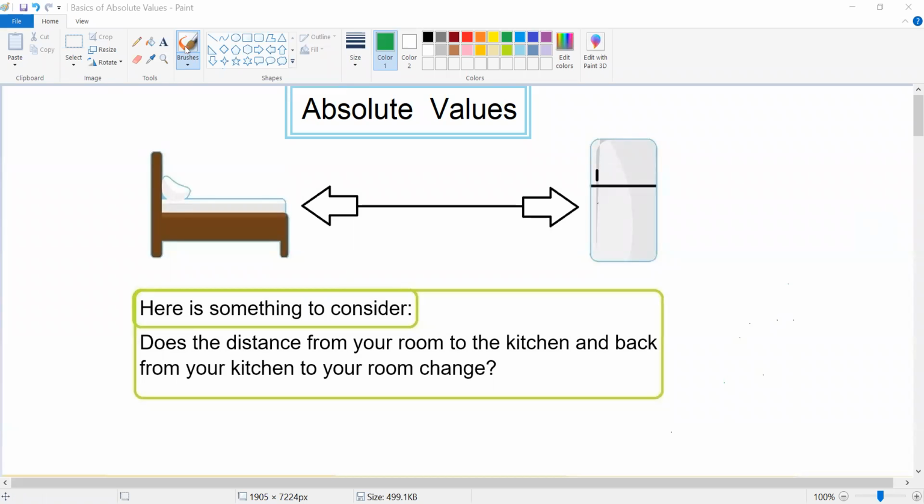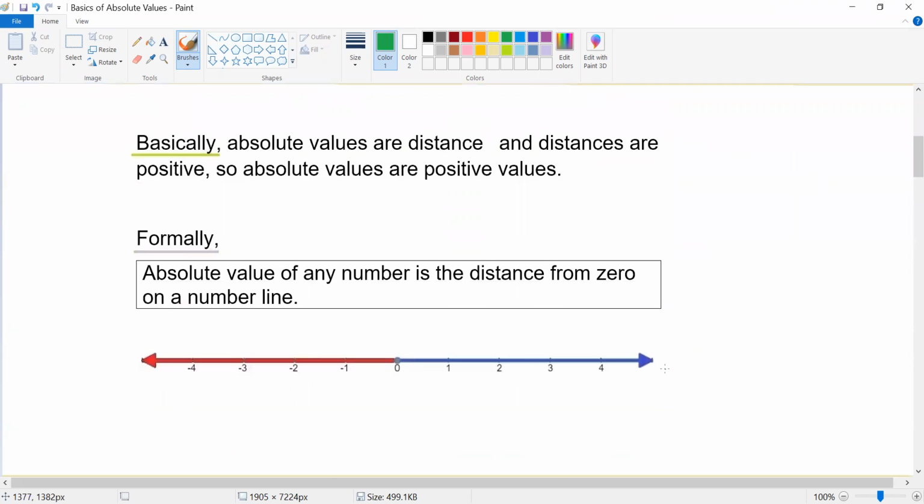Here we go again. In this problem, we're going to review the basics of absolute values. Here's something to consider. Does the distance from your room to the kitchen, and back from your kitchen to your room, change? Hopefully the answer is no. So what are we trying to get at here? Well, basically, absolute values are distance, and distances are positive. So when we look at any absolute value, we want to think of positive values.